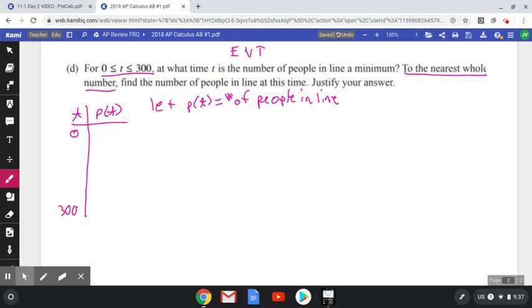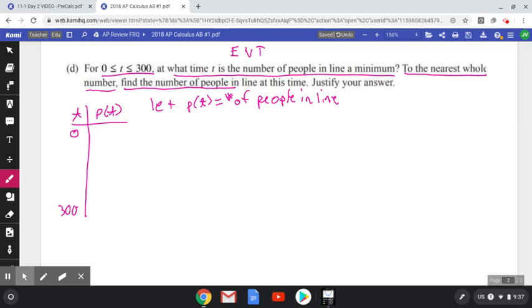And then it says, find the number of people in line at this time t. Okay, so we need to find a couple things. We need to find the number of people in line, and we need to find that time t when the number of people in line is at a minimum. So we need to find that time t, and we also need to find the actual number of people.